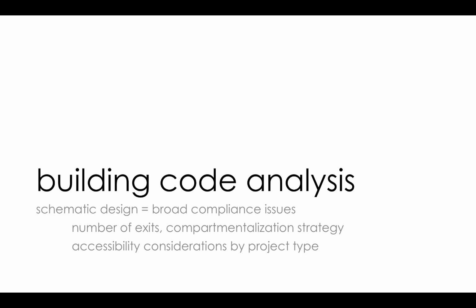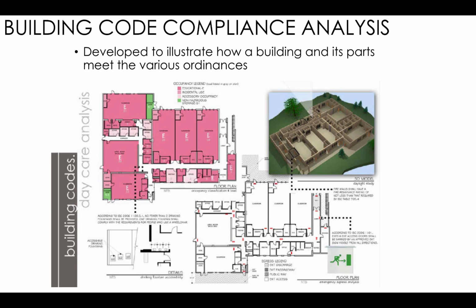There's a couple of things that you need to worry about in schematic design, and the big thing at schematic design is you are not looking for a high degree of specificity. You're just looking at these overall planning issues that are going to affect major elements, where pieces of circulation, entries, and exits are, and also if there are any accessibility considerations that would force you to alter your overall space plan. Okay, so code analysis, and this is straight out of the book.